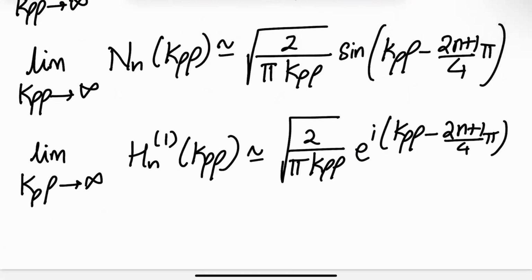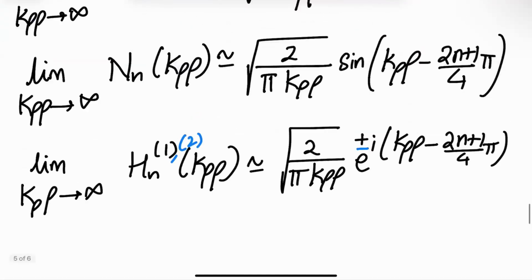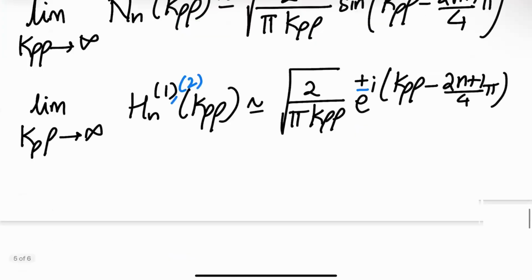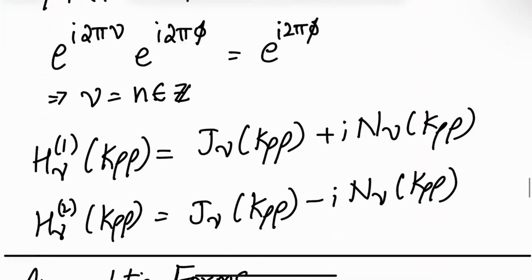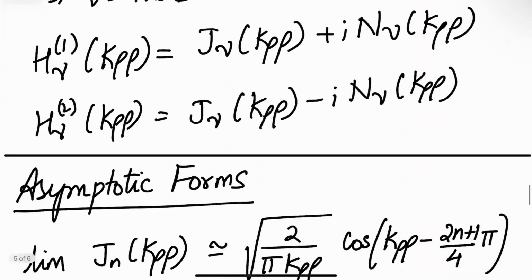And I'll just put, say, comma 2, means this becomes minus. Okay. So those are the asymptotic forms. And from that, you can explicitly see that they look like cosine, sine, and complex exponentials. But it's interesting that even when you're at smaller values of k rho, these equations still hold. Right? This is still true.